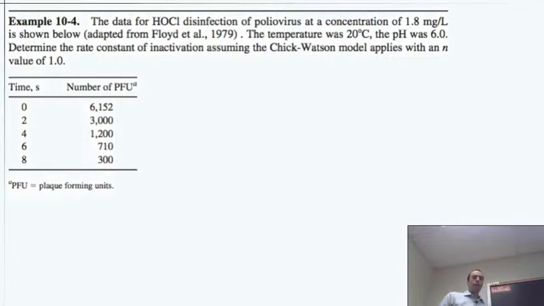Okay, so let's do an example. We have data here. This is data for HOCl disinfection of poliovirus at a concentration of 1.8 milligrams per liter. So that's 1.8 milligrams per liter of HOCl. Shown below, the temperature is 20 degrees Celsius, the pH was 6. Determine the rate constant of inactivation, assuming the Chick-Watson model applies with an N value of 1.